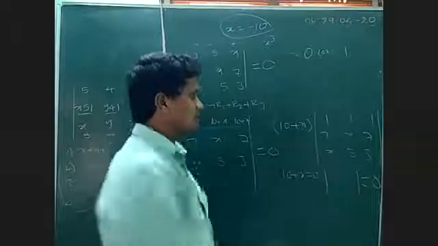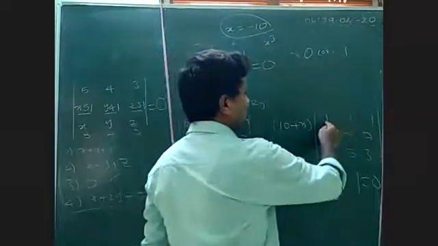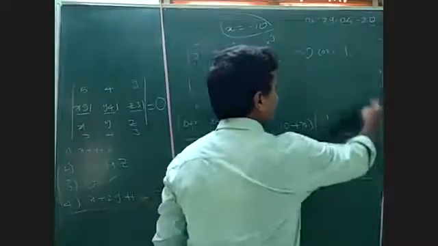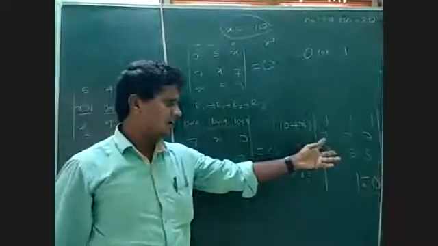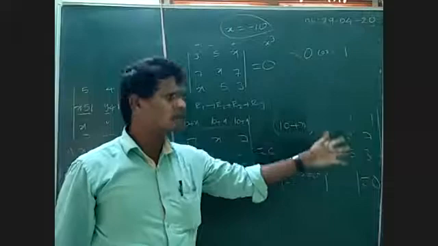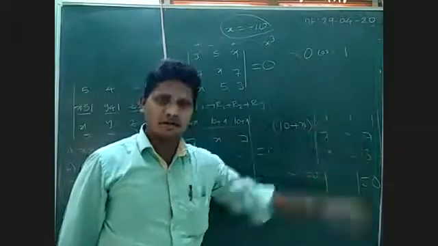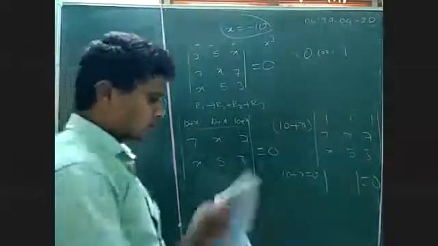You can apply like this also: C2 minus C1, C3 minus C1. These two elements become 0. To get an easy expansion, you can do like that. Otherwise, you can do direct expansion. Right? Okay. Then question number 22.